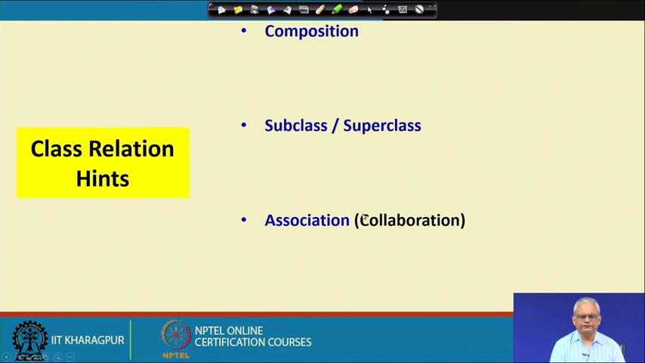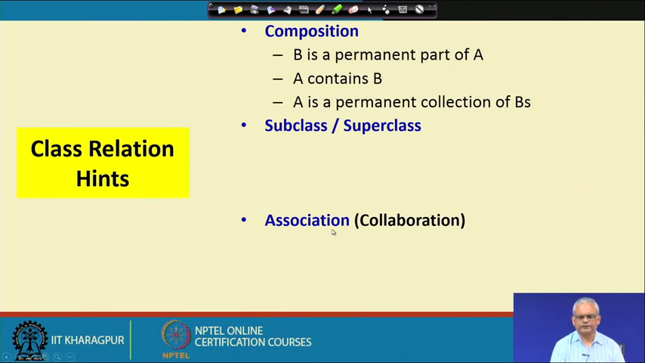How do we identify the class relations? Given a description, how do we identify which is composition, which is a subclass superclass, that is generalization specialization relationship, and which is an association relationship? If from the text description we can find B is a permanent part of A, or A contains B, or we have A is a permanent collection of B, then we say that that is a composition relationship.